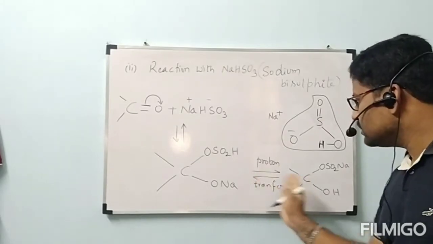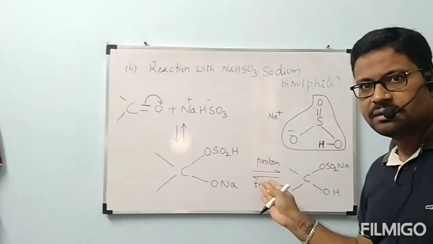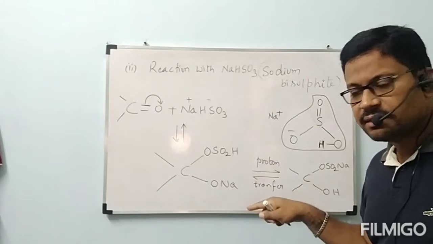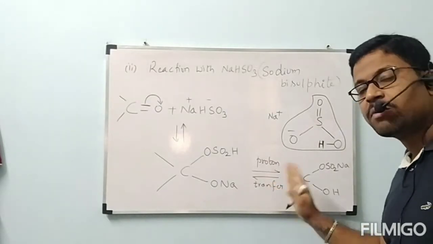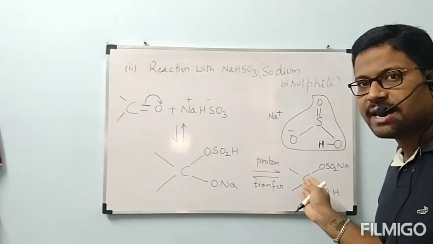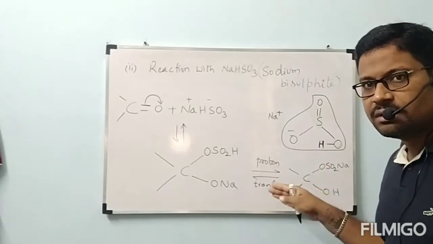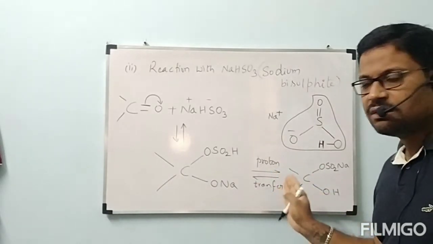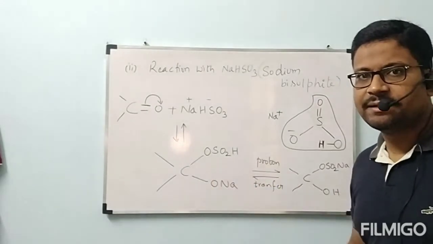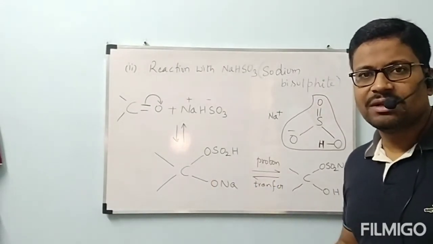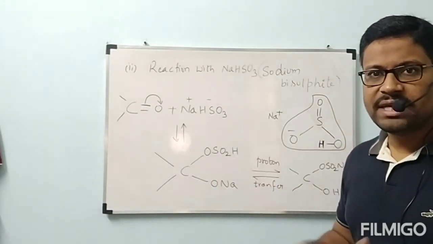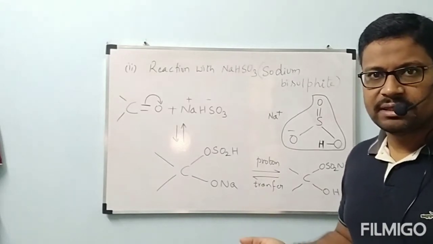When this equilibrium reaction is present, coming to aldehydes, the equilibrium will be present towards the product side because they are highly reactive. If it is a ketone, the equilibrium will be present towards the reactant side, because they are less reactive. Slowly they will undergo reaction. Easily they cannot form the products.